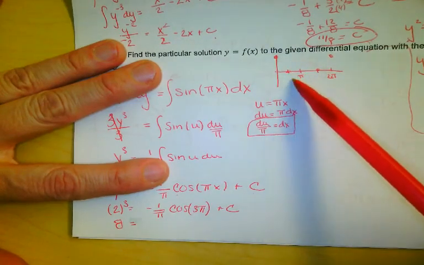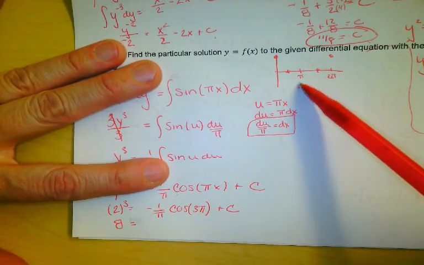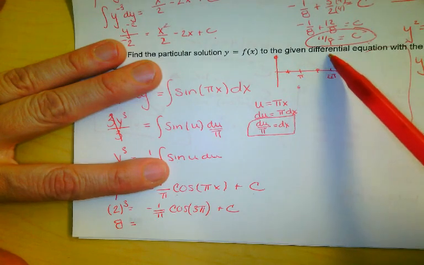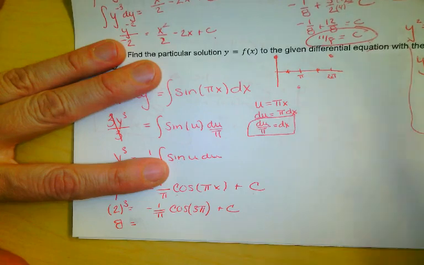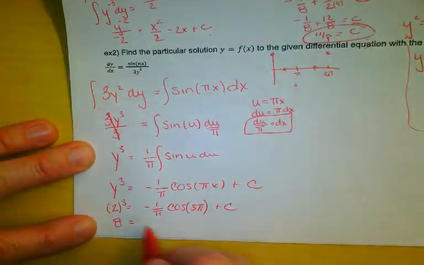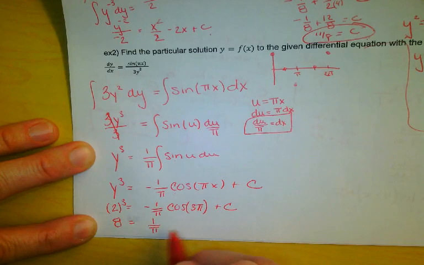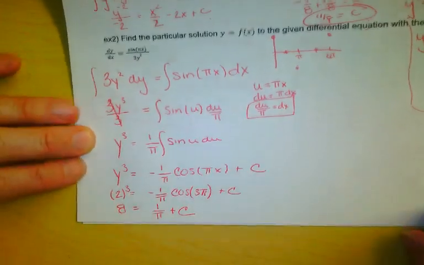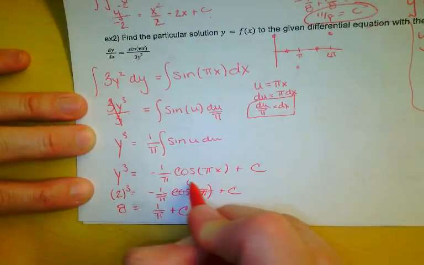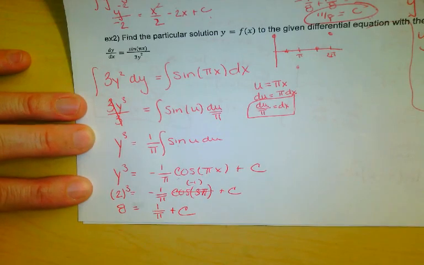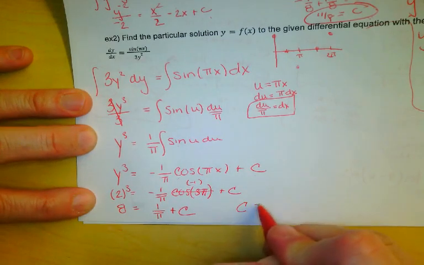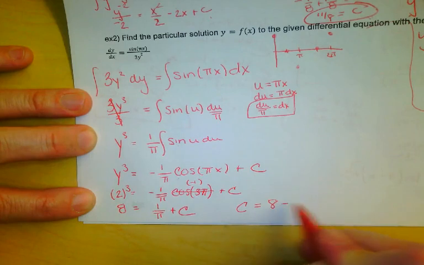At 1 pi, cosine's at negative 1. At 2 pi, it's at positive 1. Which tells me at 3 pi it's going to be back to negative 1. So that just turns into a positive 1 over pi plus c. If we just said that turns into a negative 1. So c, again, just an ugly c value, but just trust the process, is 8 minus 1 over pi.